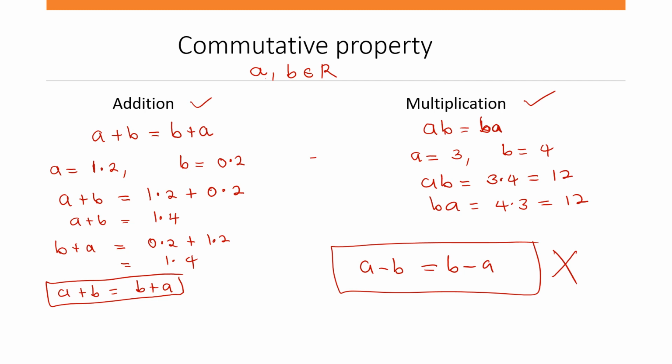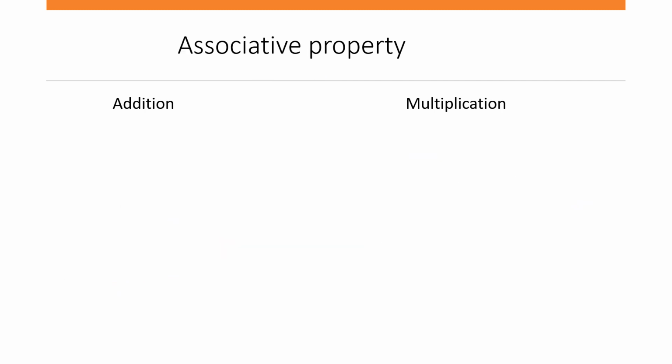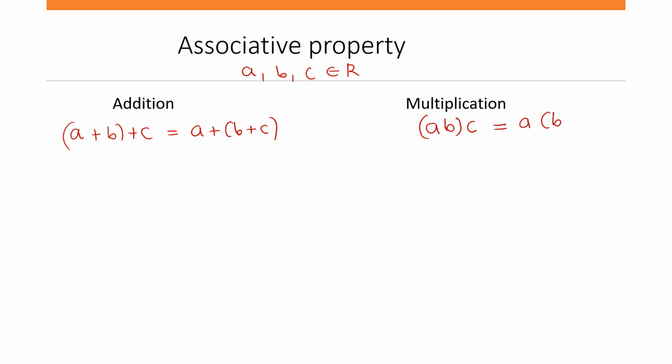Okay, so let's move to the next property, which is associativity. For associativity, we will need three numbers, a, b, c, let's say from R. What this is saying is that if you have a plus b plus c under addition, it's still the same thing as a plus, b plus c. While for multiplication, you multiply ab first, then you multiply by c. This will be the same if you multiply bc before you multiply by a.